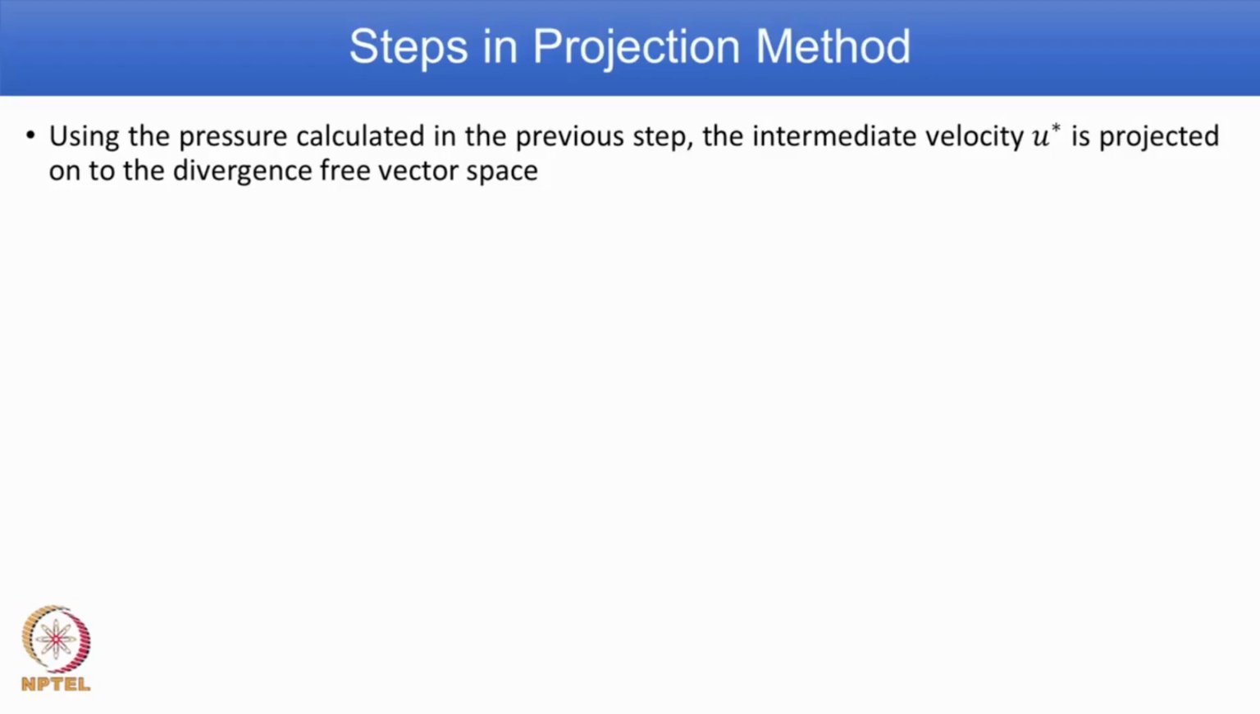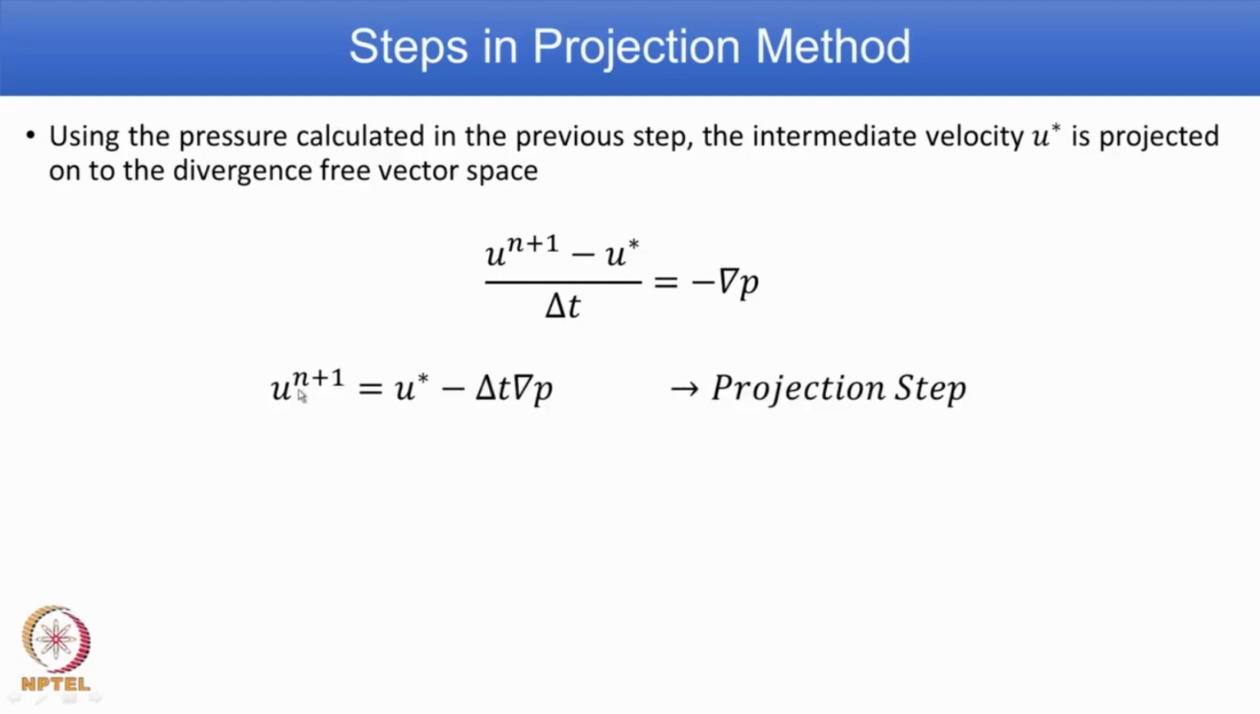Using the pressure calculated in the previous step, you can project the intermediate velocity u star on the divergence free vector space as shown here. So, u at n plus 1 level minus u star by delta t equal to minus del p, and u n plus 1 is the final corrected velocity equal to u star minus delta t times del p, and this is an important step in the projection method, and this is called the projection step.